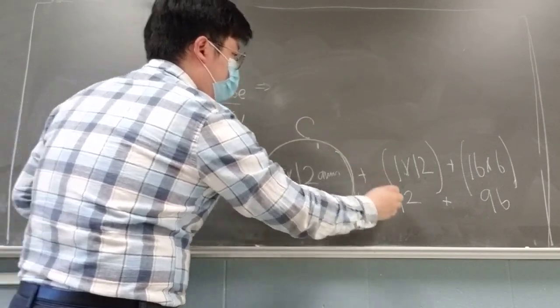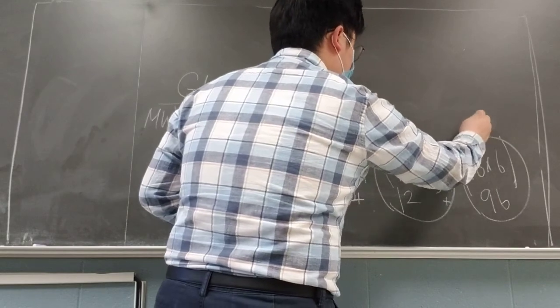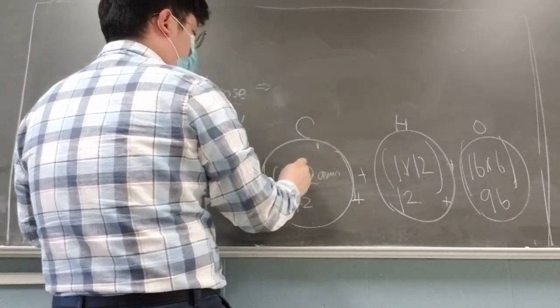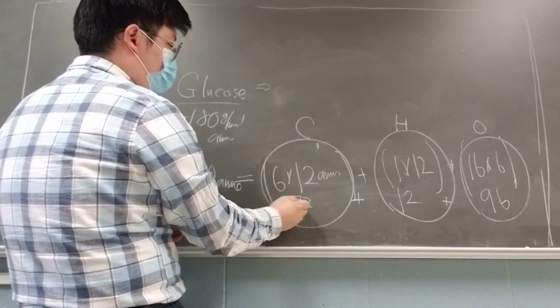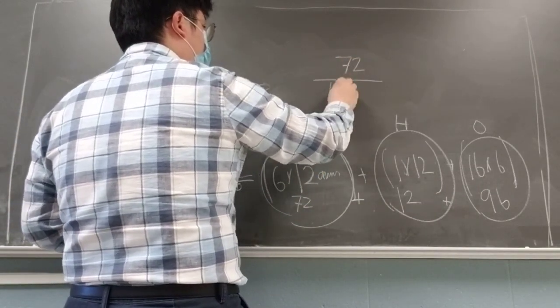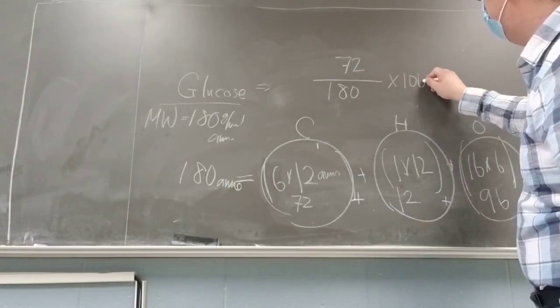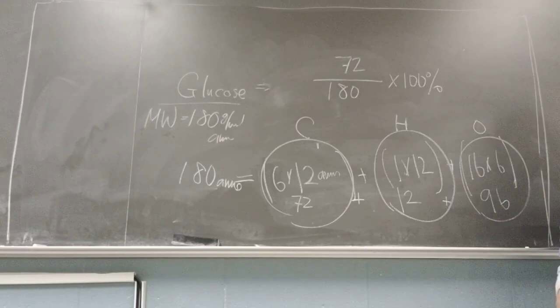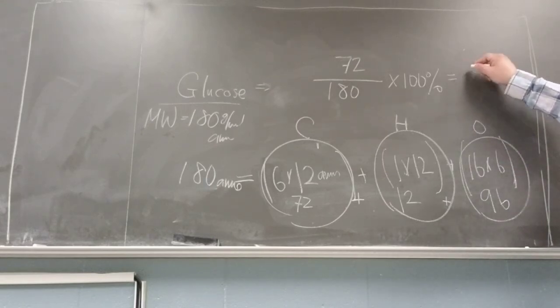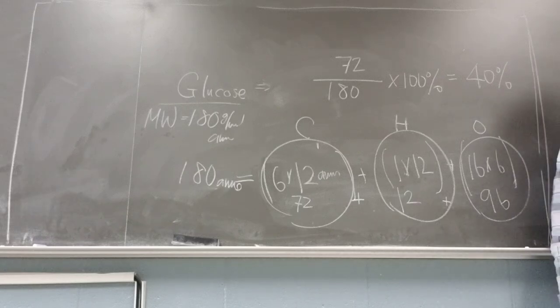This is the carbon, this is the hydrogen, this is the oxygen, right? So that is all 180. The carbon part was 72, 6 times 12, so it would be 72 over 180, multiplied by 100, okay? And that will give you 40%. So 40% of your glucose molecular weight is carbon weight.